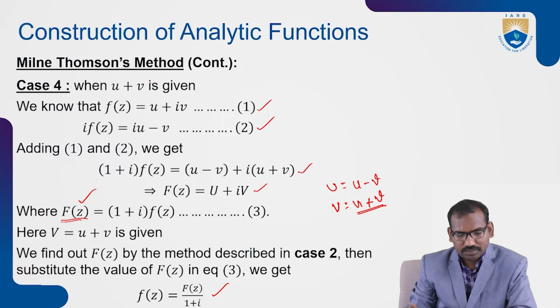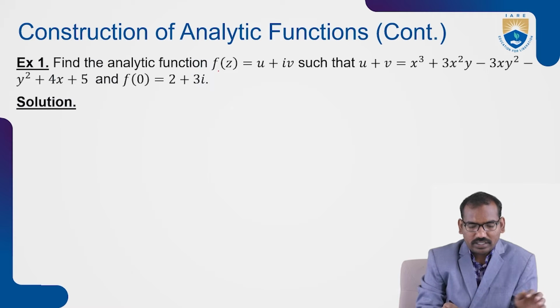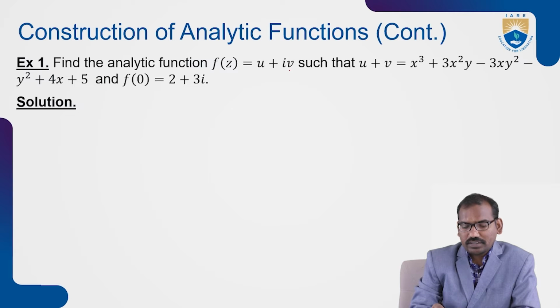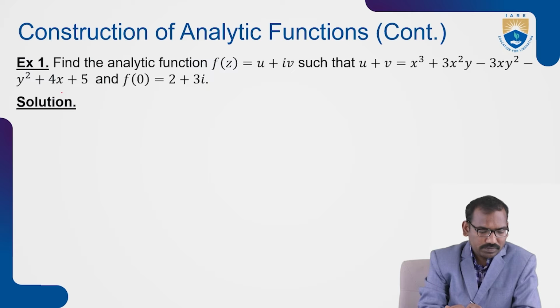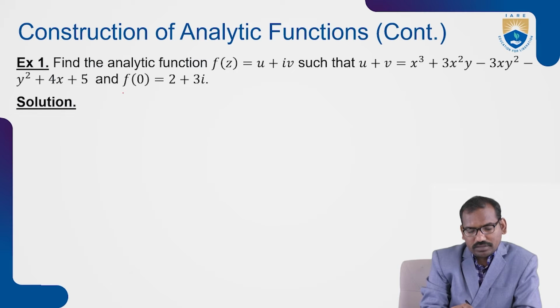Now I will discuss an example so you can understand more. Here, find the analytic function f of Z, which is defined as u plus iv, such that u plus v is x cube plus 3x square y minus 3xy square minus y square plus 4x plus 5. So here what is given? The sum of real part and imaginary part is given, and our interest is we have to construct f of Z. And also it is given that f at 0 is 2 plus 3i.